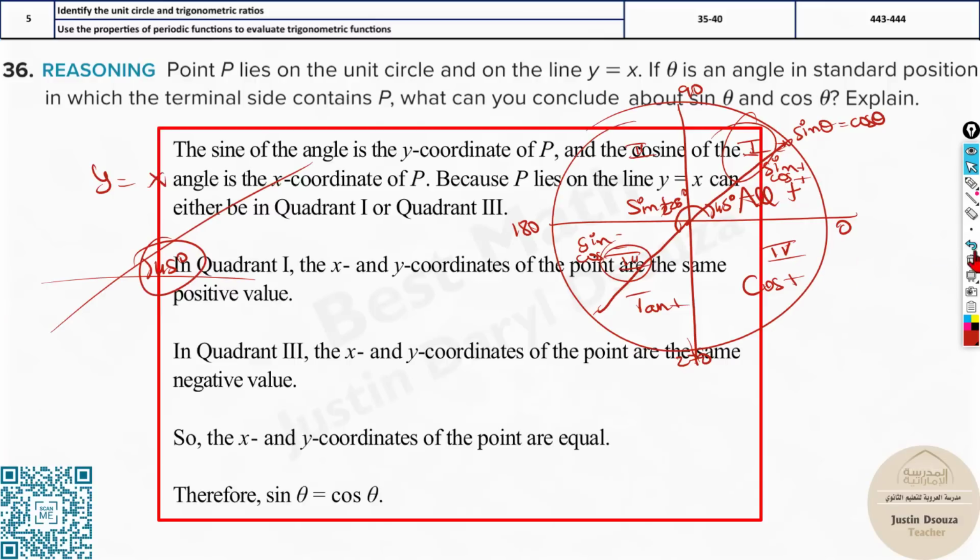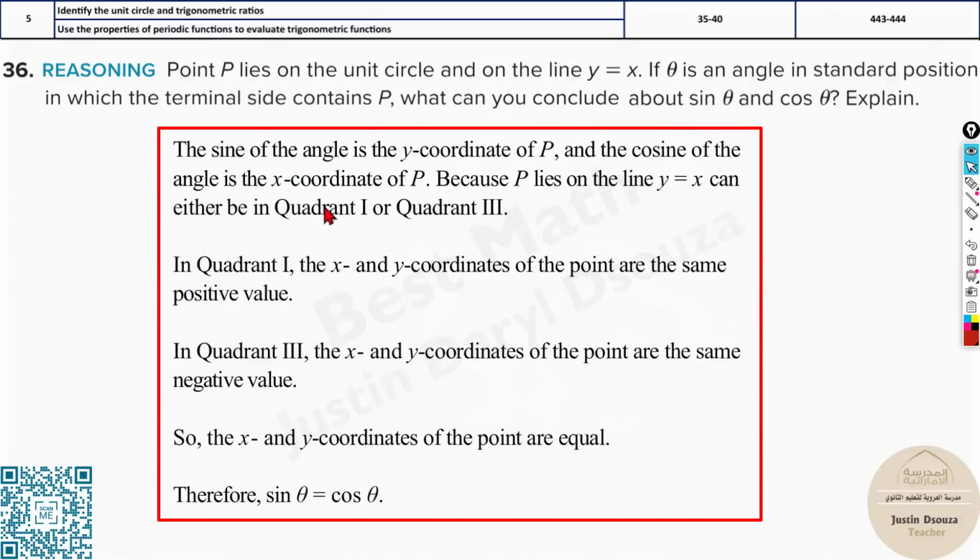Let's see what's written over here. They have told the same things. It can be either in quadrant 1 or 3 because this line extends to the first quadrant or the third quadrant. In the first quadrant, they both are positive values, whereas in the third, they're negative. And you can always tell sine is equal to cosine because, at 45 degrees, they both are equal.